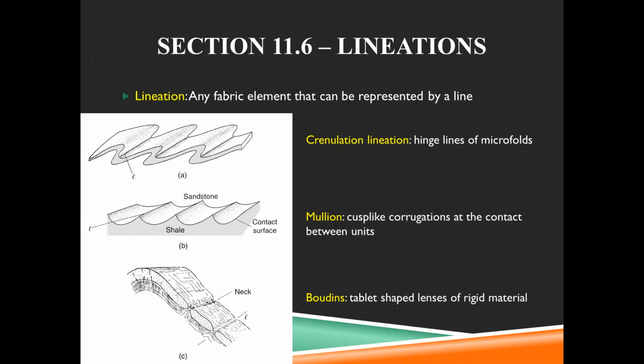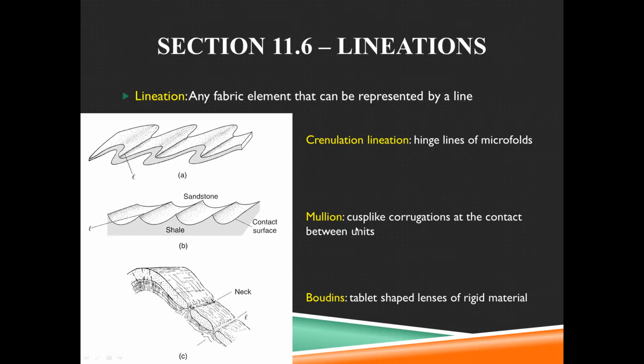Now, the next section looks at lineations. So these are linear features. It could be minerals or it could be some other thing that is in the rock. When we have extreme folding, we get linear features along the edges. The hinges, if they're really sharp, create a linear feature. These are crenulation lineations. Kind of fun to say, crenulation lineation. These are the hinge lines of microfolds. So small tight folds create little lines.